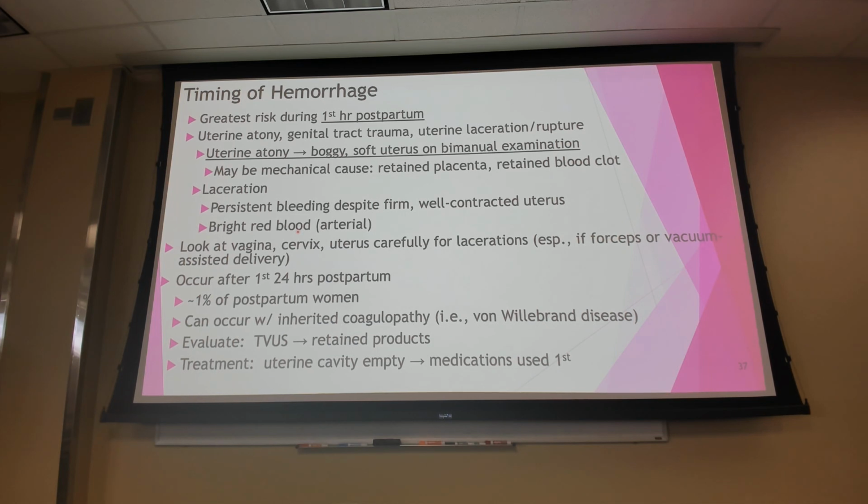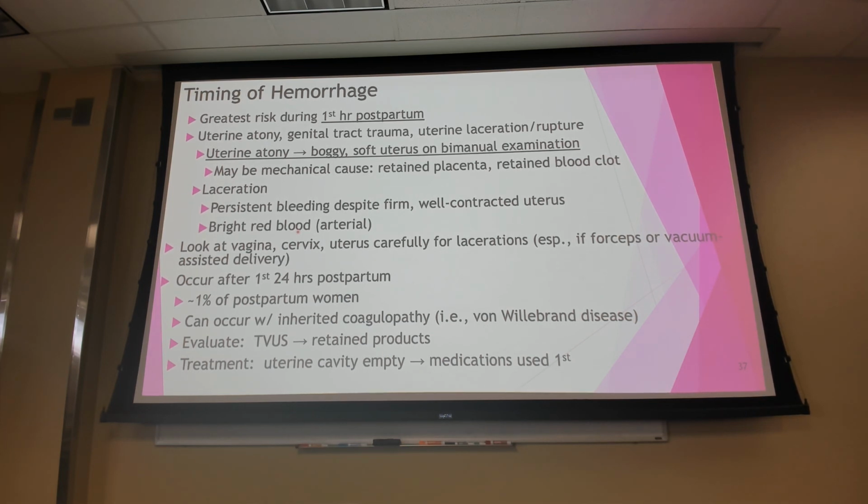Again, we want to think about what could cause it. Maybe there's a blood clot, maybe there's retained placenta. If there's a laceration, we should be able to see that. If you don't see anything externally, now it's time to do an internal exam. You've got to look at the vaginal walls, and you've got to look at the cervix and make sure we don't see any lacerations there.